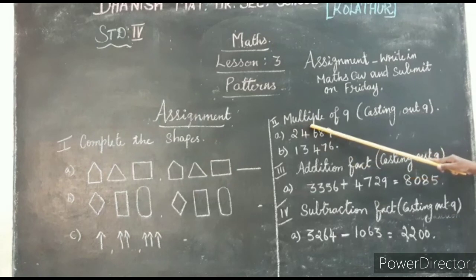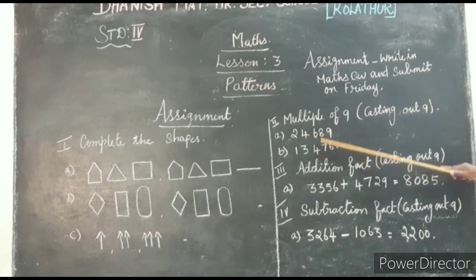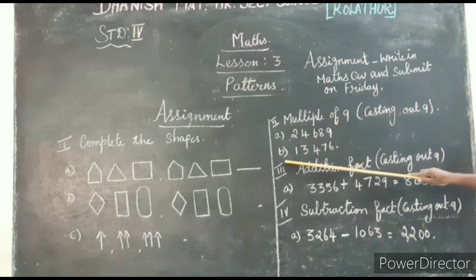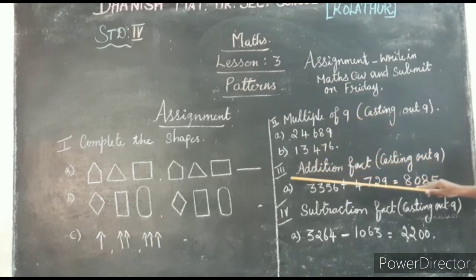Roman number 2 is multiple of 9, casting out 9. So, you have to do this sum, cast out 9 and check whether the number is multiple of 9. A sum, 24,689. B sum, 13,476. Understood, children?